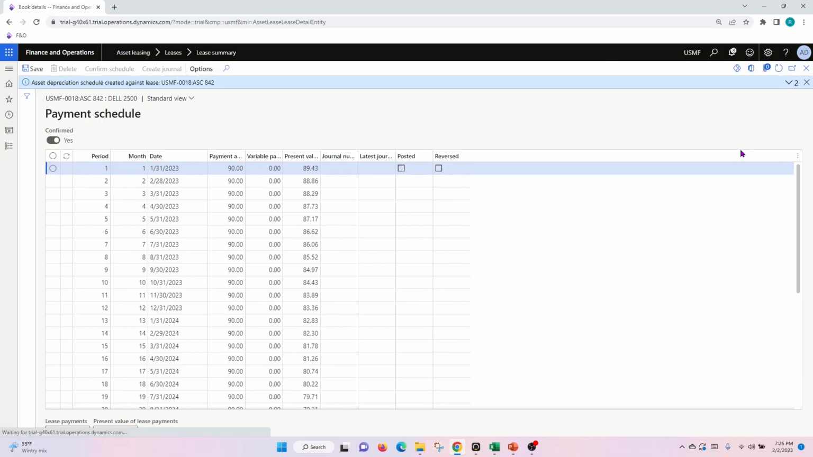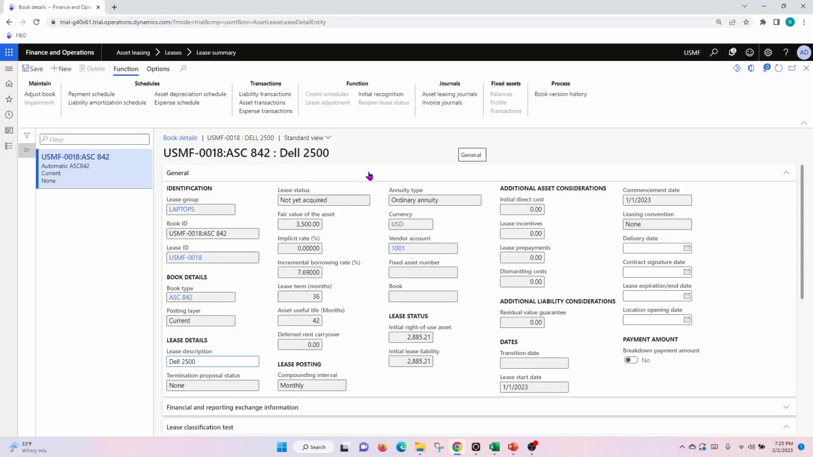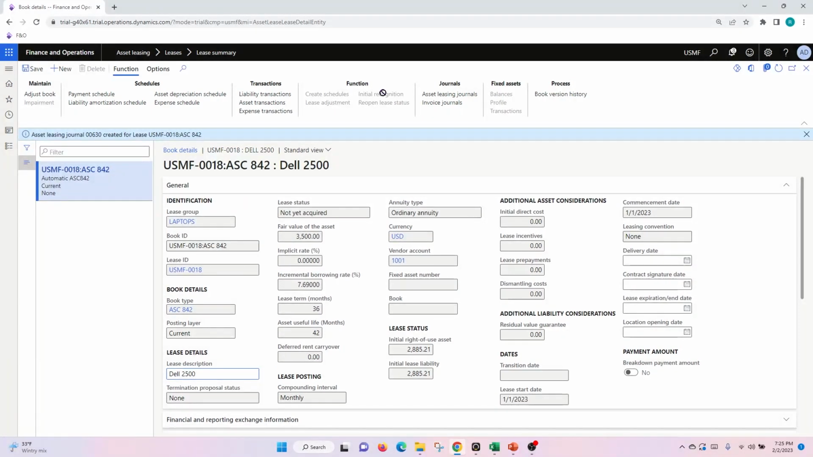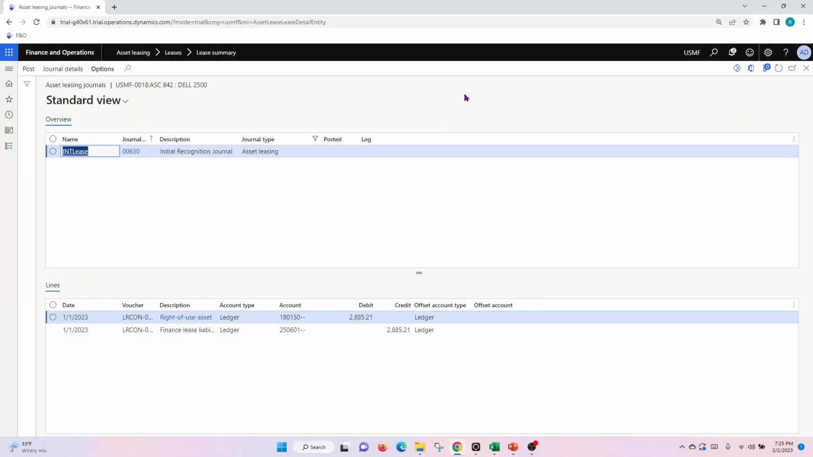So once you do that, you close it, you are able to perform this function, which is the initial recognition. So that is the first set of journal entries that we looked at. And if you go to asset leasing journals here, then I can see my debit to the ROU asset and my credit to my finance liability. So I can go ahead and post.